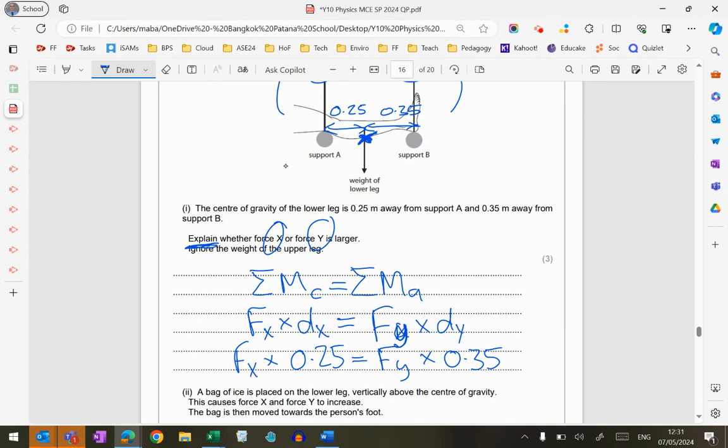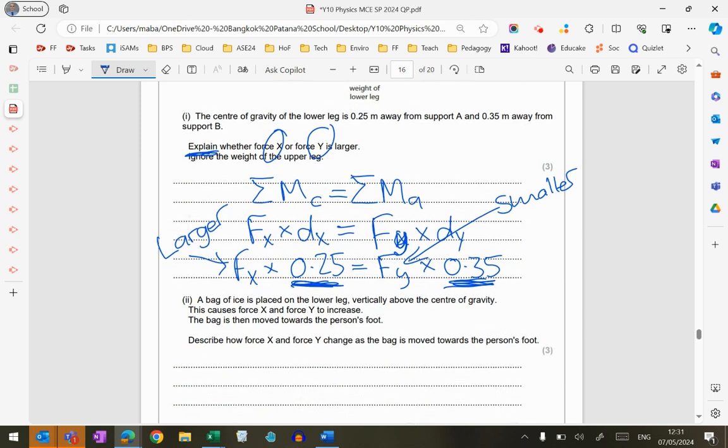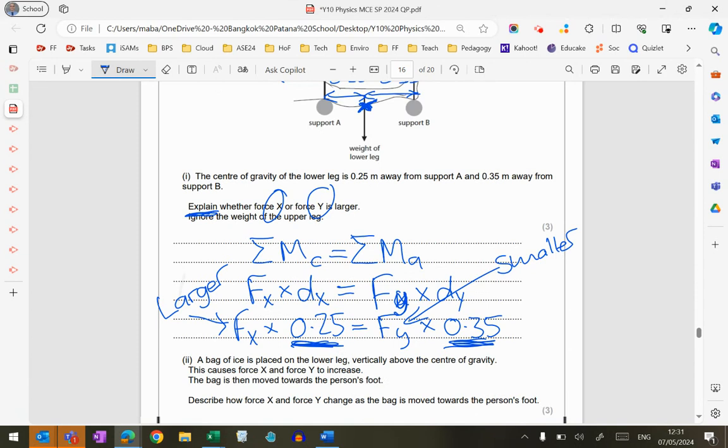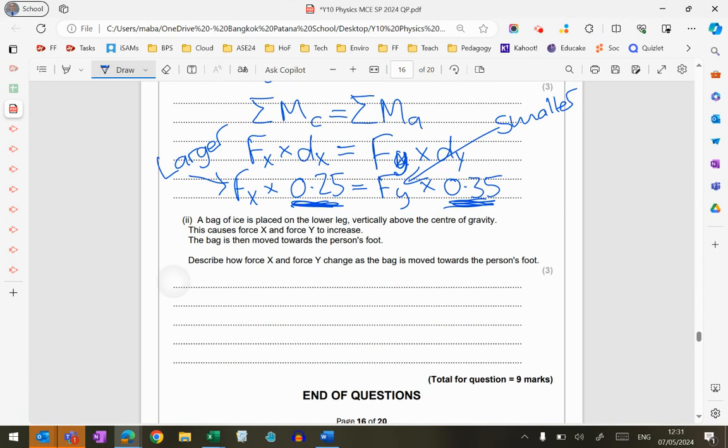So the only way that we can make this balance is if this is a larger number and this side is a smaller number. Why? Because you need to multiply a larger number by a smaller number, and you'll get on this side a larger number multiplied by a smaller number. I think that's the clearest way that you can explain that one.